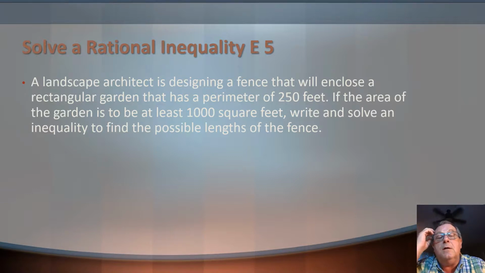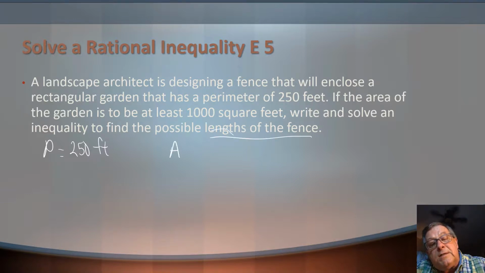Okay, well, let's see. All right, so we're given a perimeter. So the perimeter is equal to 250 feet. I'm going to end up trying to find possible lengths of the fence, and the area is at least 1,000 square feet. It means it could be greater than that, so we could say that it is greater than or equal to 1,000.